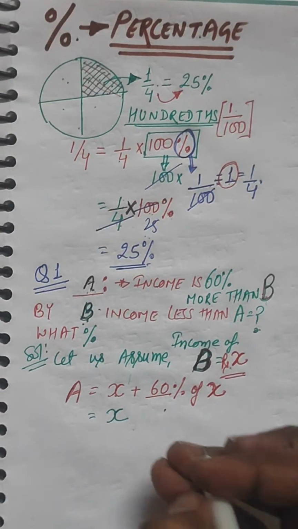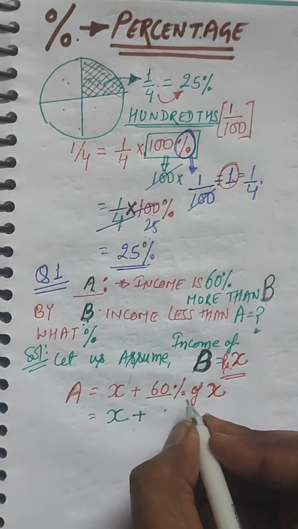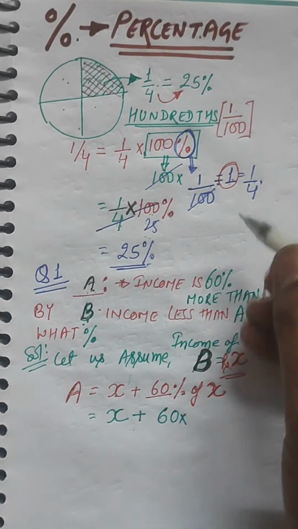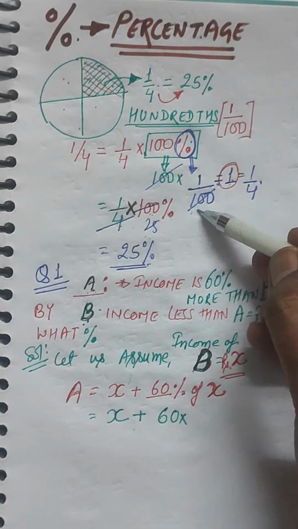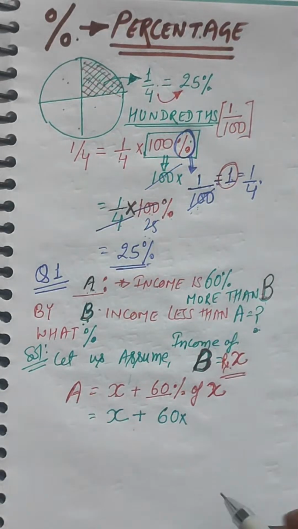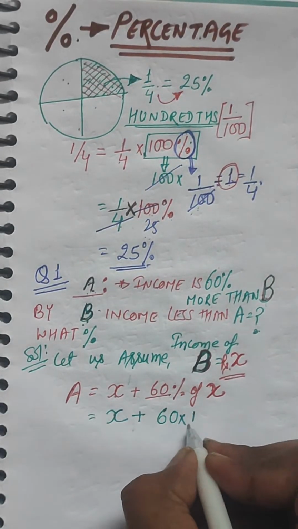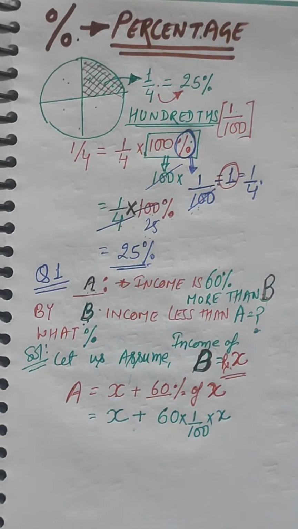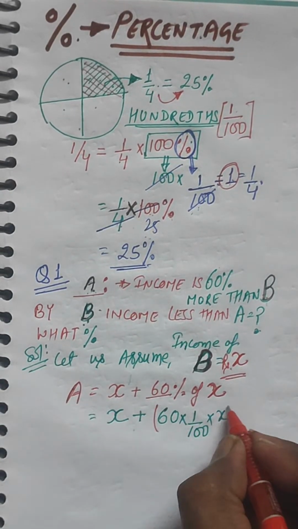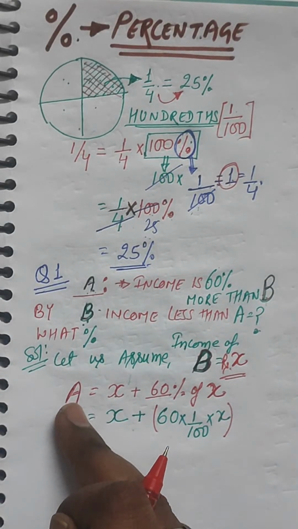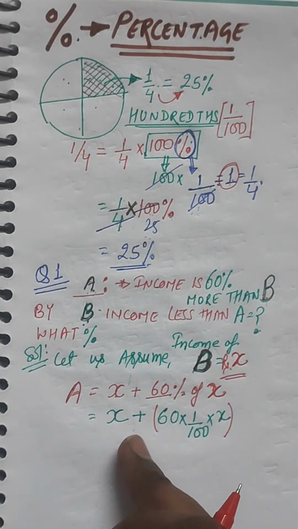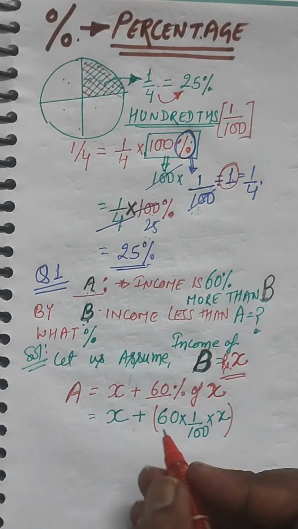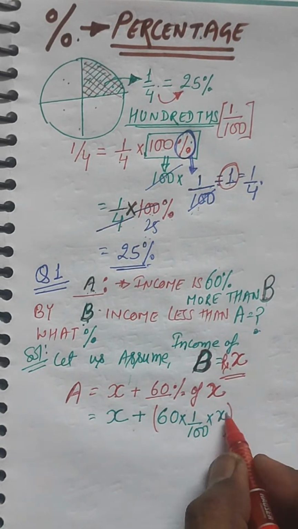right, plus 60%, that means 60 into, as I said, what is percentage? Percentage is 1 by 100. This one, make a note of it, into 1 by 100 into X. So this is the second term. So A's income is X plus 60% of X, right?